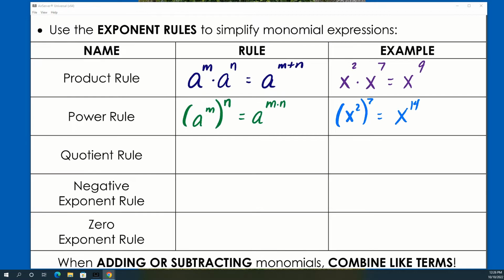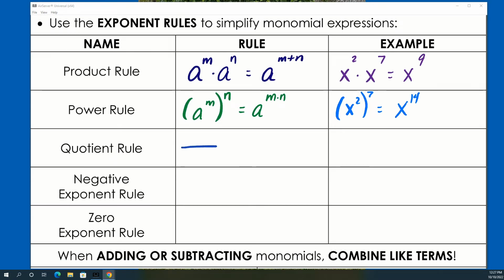Right. And then for the quotient rule, if we have a to the m divided by a to the n, do you guys remember what to do? Subtract. Good. A to the m minus n. Or we could have x to the 7th divided by x to the 2nd. We would just subtract 7 minus 2 and get x to the 5th.